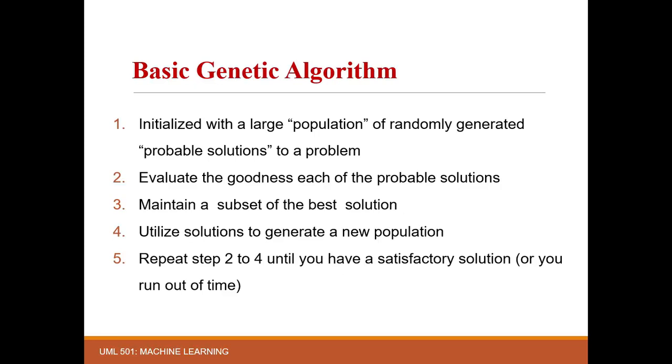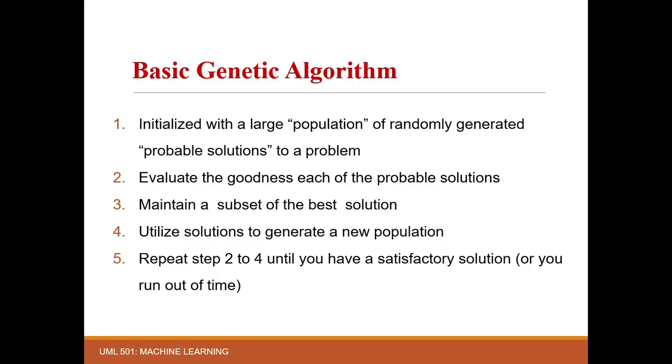First of all, the basic genetic algorithm. These are the basic steps which every genetic algorithm must follow. First, initialize a large population of randomly generated probable solutions to a problem. That means first you have to create a set of individuals, or the set of probable solutions to the problem assigned to you, in order to get the best probable solution, or the global optimal value. It can be any type of problem, and in every problem you have to make a set of probable solutions.